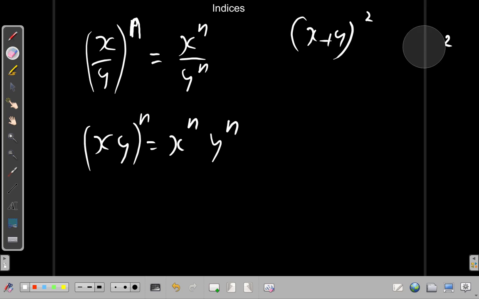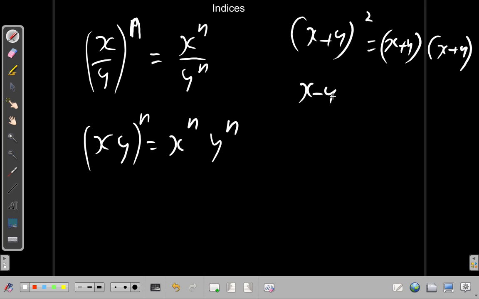X plus y squared, when you square a number, it means you have two of the numbers and they multiply, so it's a number times itself. So all this is x plus y multiplied by x plus y. That's what it is. Alright?